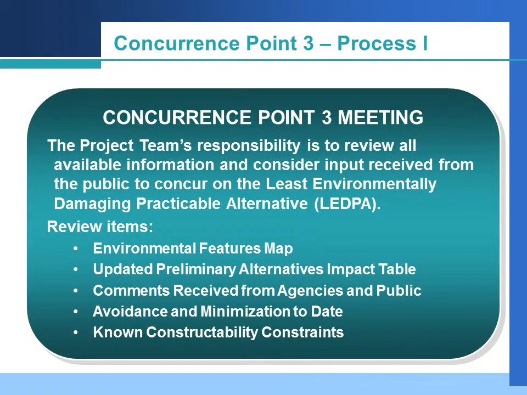At the Concurrence Point 3 meeting for Process 1, the project team's responsibility is to concur on the least environmentally damaging practicable alternative. For both new location and widening projects, Processes 1 and 2, preliminary design data for each alternative will be presented and all potential impacts will be delineated and verified.